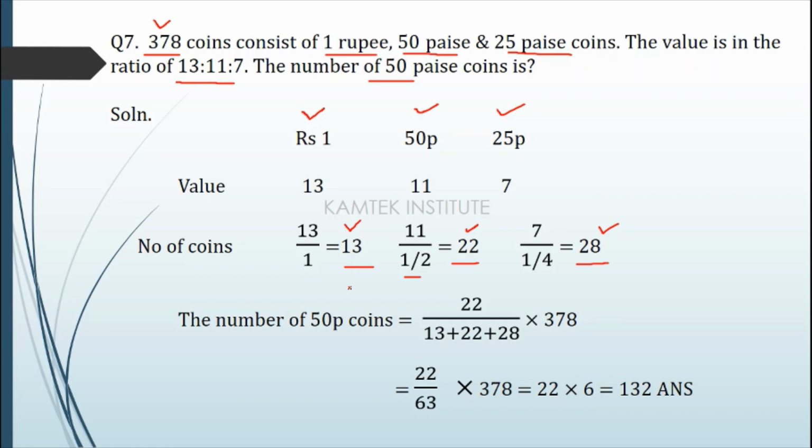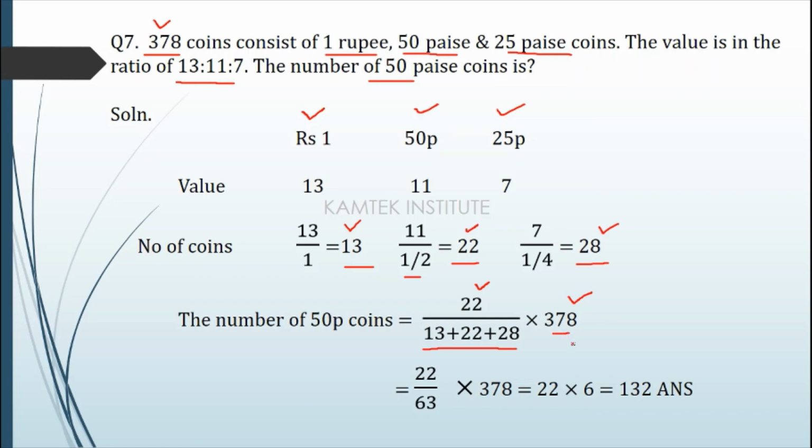So once we have done this, we are aware of the ratio in terms of number of coins for 1 rupee, 50 paisa and 25 paisa. And we also know that the total number of coins is 378. So we need to find how many 50 paisa coins there are. Okay, 50 paisa coins in terms of ratio is 22. So that will be the numerator, and then the denominator will be the sum of all the ratio numbers, that is 13 plus 22 plus 28. Okay, multiplied by the total number of coins, that is 378.